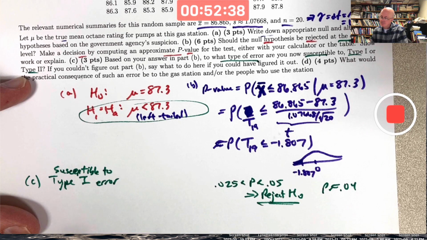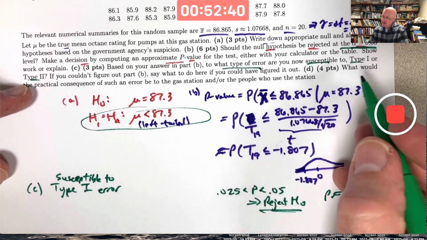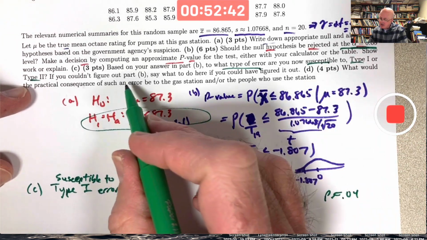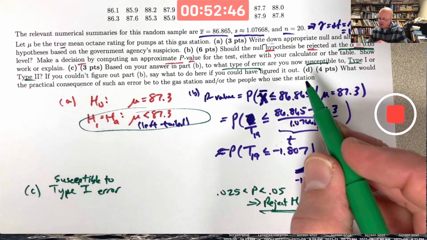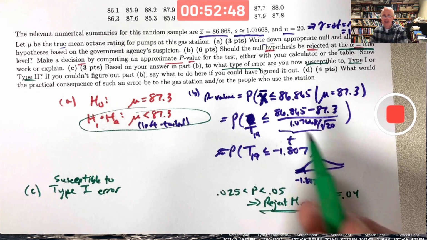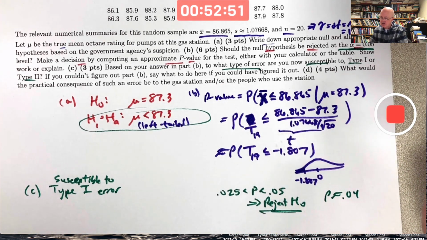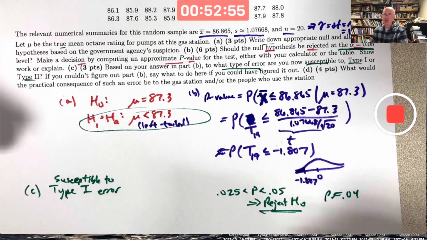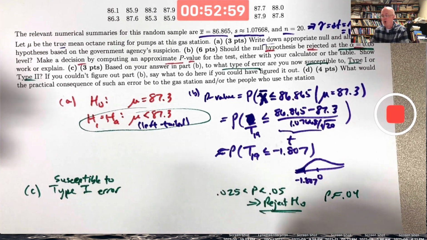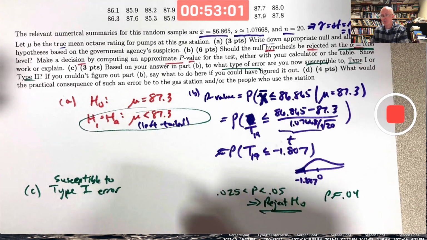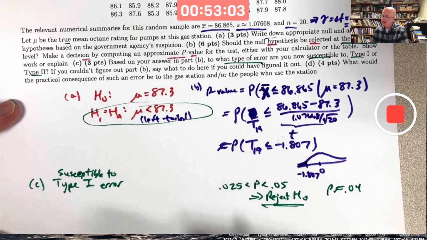I'm just saying if you made a mistake, if you couldn't figure out what to do for part B, say, if I reject the null, I'm susceptible to a type 1 error. And if I don't, then I'm susceptible to a type 2 error, in case somebody couldn't figure out part B.